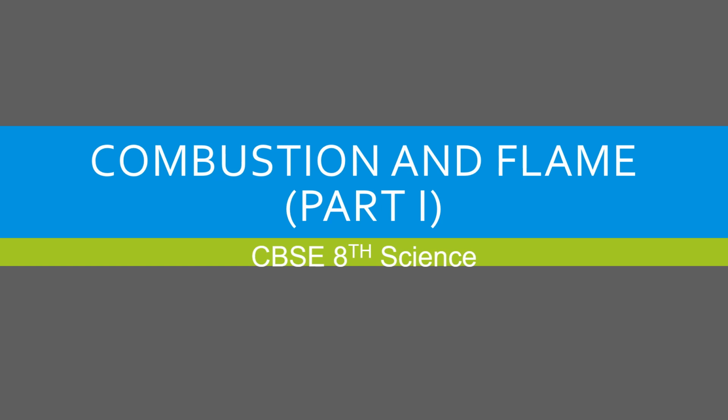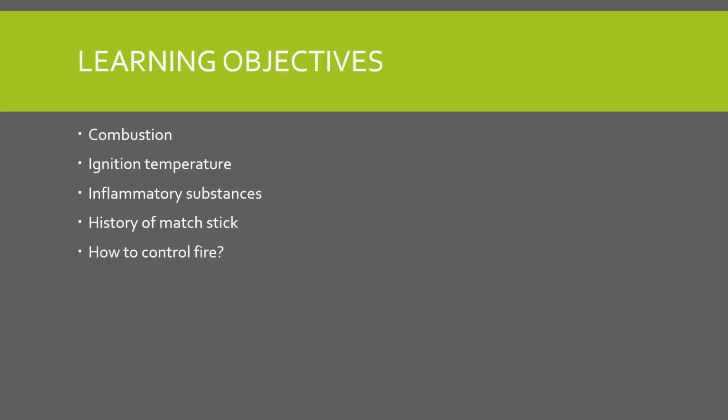So let us get started with a new lesson, that is your 4th lesson, combustion and flame. What we are going to learn today? We are going to learn about what is combustion, what is ignition temperature, what are inflammatory substances, and we will learn in brief about the history of a matchstick. How to control a fire, or what is a fire extinguisher, we are going to learn in the next lesson, because today it will be a very big lesson if we continue with this also. So this we will continue in the next lesson. Today we will cover the first 4 topics.